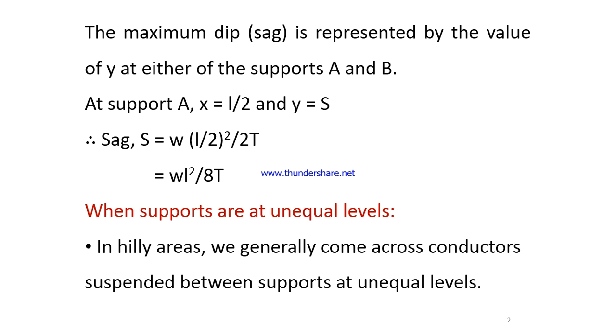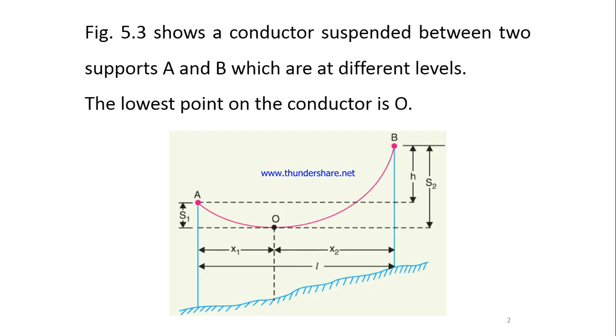Suppose it is a hilly area, then the supports will be at unequal levels. In such a case, we can have points x1 and x2, and here the sags are S1 and S2. And here we have the difference between points A and B. The vertical difference is the height.